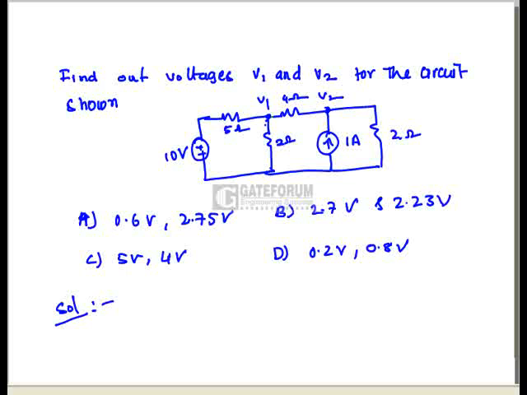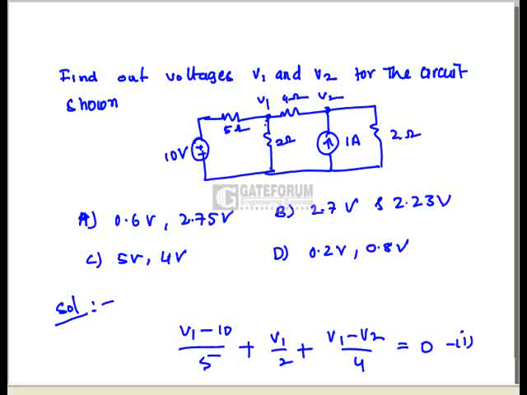So our intention is all outgoing currents are positive, and the sum of all outgoing currents is equal to 0. So here in this branch the outgoing current is (V1 minus 10) by 5, and then here the outgoing current is (V1 minus 0) by 2, or I can say V1 by 2, and then (V1 minus V2) by 4, that is equal to 0. This is equation number 1.